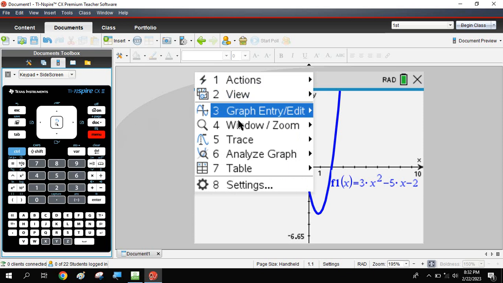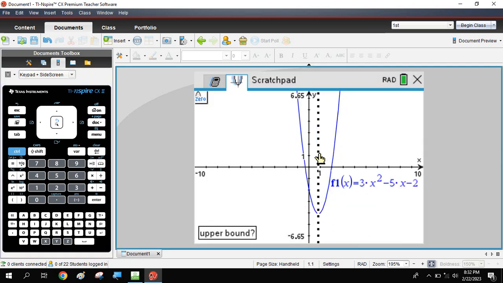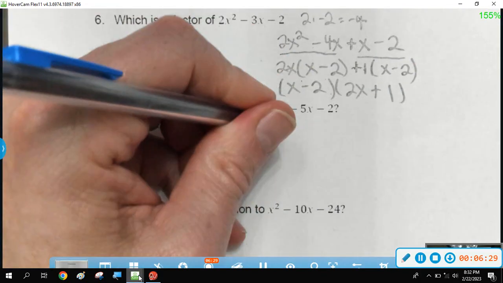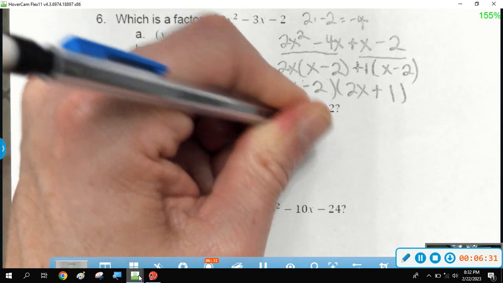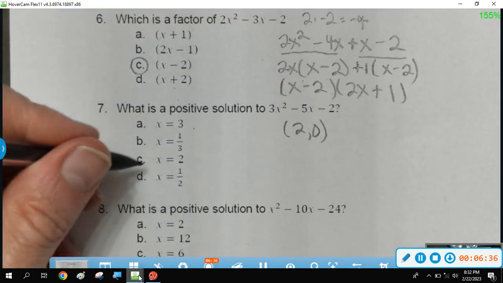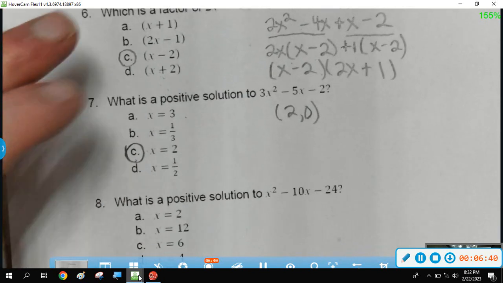So when I go menu, analyze graph, zero, I'm going to do my lower bound here and my upper bound here because this is the only one that I want. It's at 2, 0. That is the positive solution as a full ordered pair, 2, 0 as a point. As a value, it's just going to be 2, the x value. All right, so there you go. C is the right answer there.